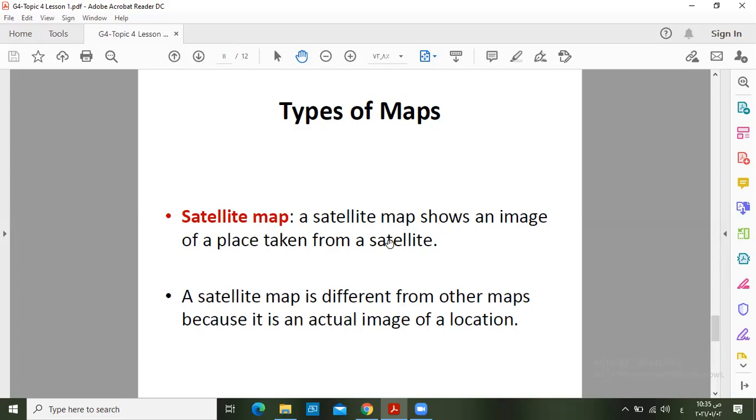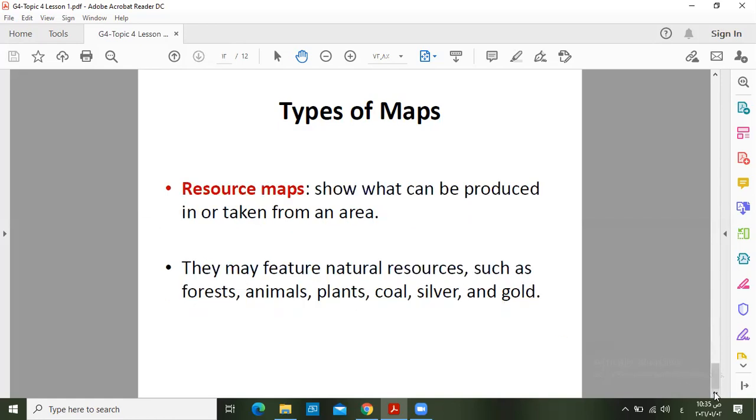It's taken from a satellite. This type of map shows an image of a place. So it's an actual image of the place taken from a satellite. It's different from other types of maps because it's an actual image.